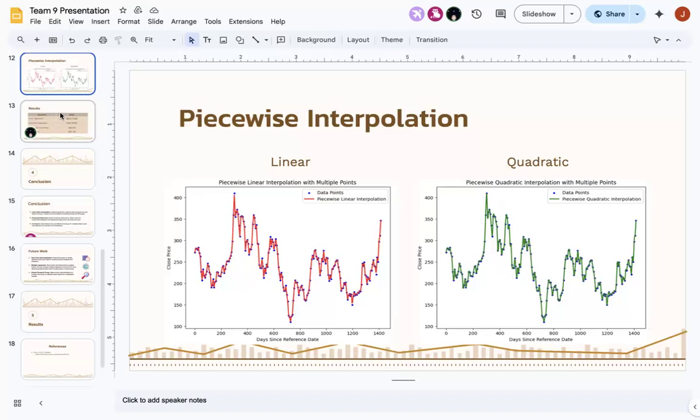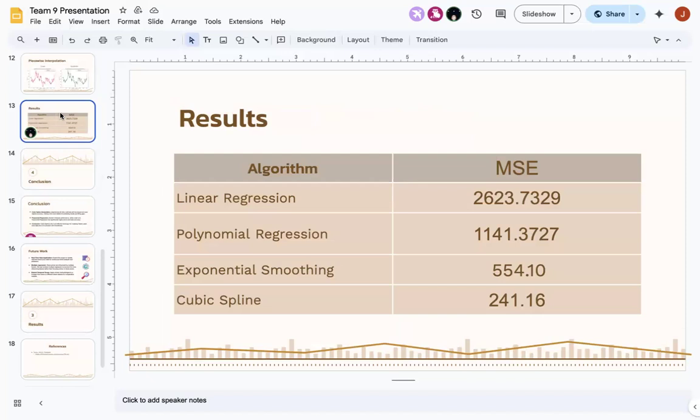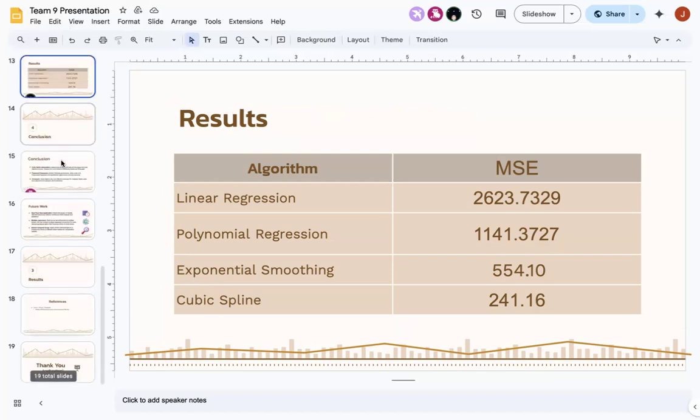To summarize our results, we can see here that the linear regression was the worst of them all, having the largest mean square error. However, the cubic spline had a mean square error of almost 232, which is the best of them all, reaching an accuracy of around 91%.